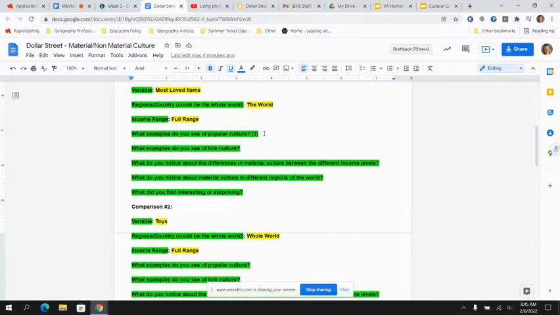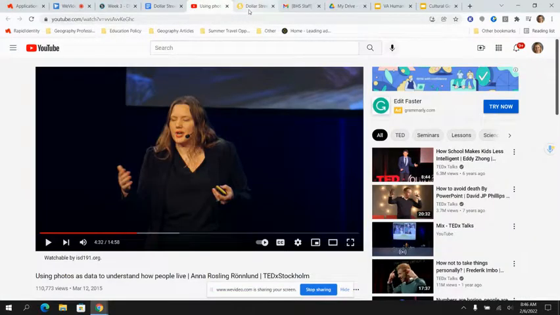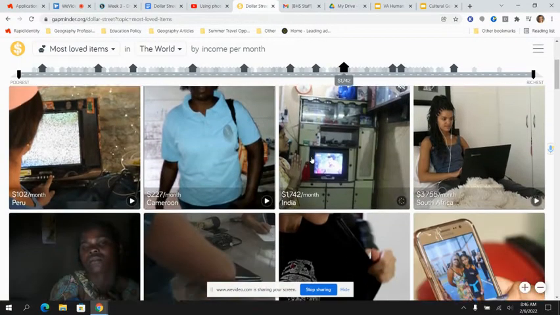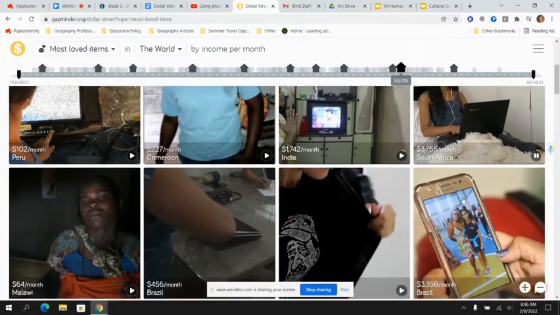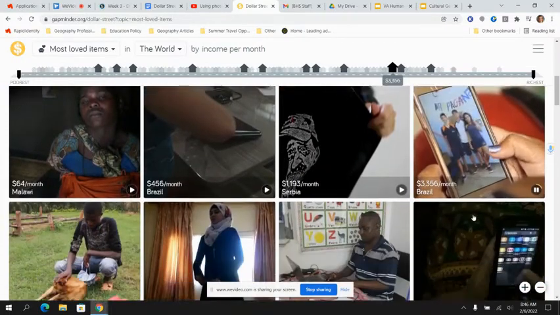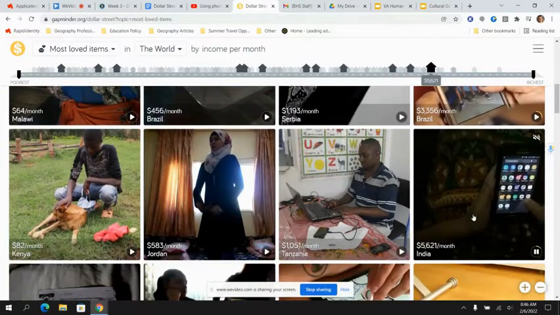And the first thing you're going to do is you're going to say, what are some examples of popular culture? Remember, popular culture would be things that you would expect to see kind of everywhere. So if I'm looking here, for example, in South Africa, this girl has a computer, right? So she has a laptop or a cell phone, for example. Those would be popular culture. We're going to find those all over the world. And this Tanzania man also has a laptop.